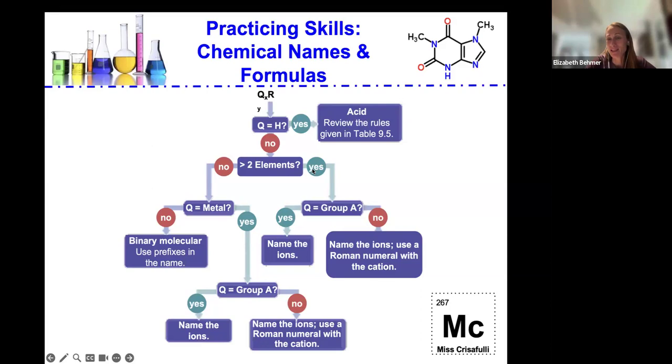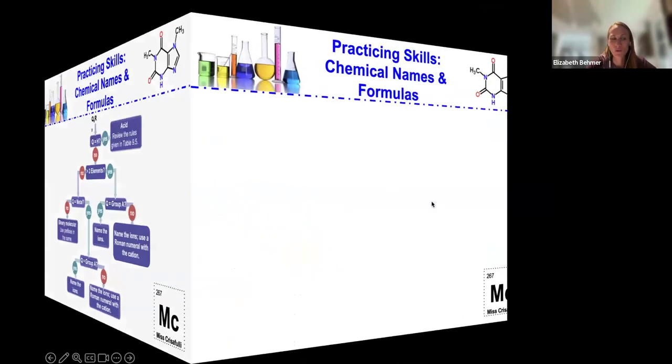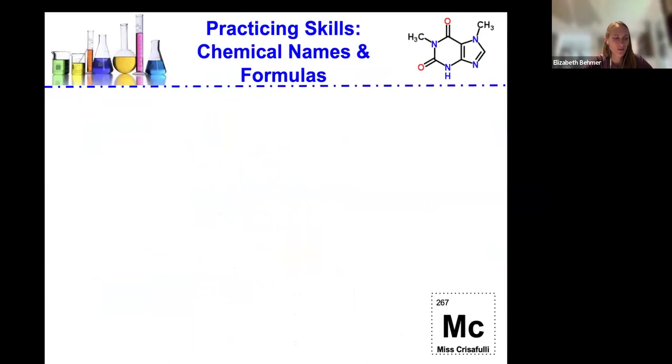If there are less than two elements, you ask if it's in group A, and you name the ions, and if not, use the Roman numeral with the cation. So kind of a complex chart for chemical names and formulas, but hopefully it will help with a couple of these.